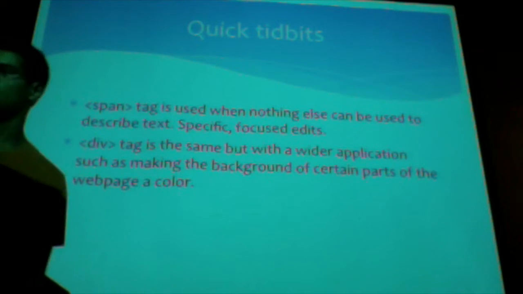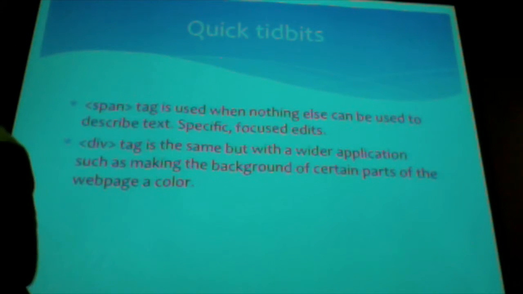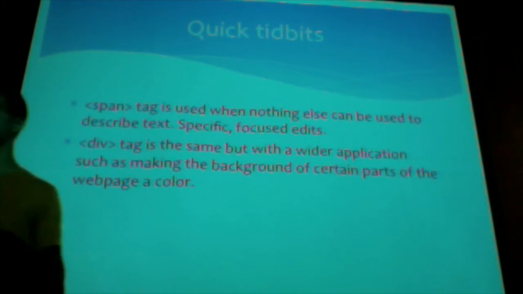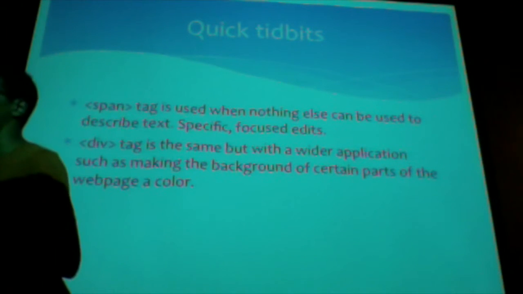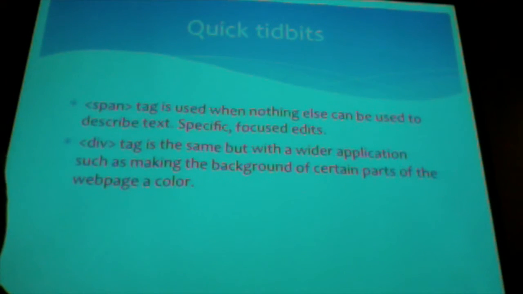Div is kind of the same thing, except instead of interacting with the text, it interacts with the web page itself. So let's say this is your web page, this square. Let's say you want that part of your web page to be red. You would basically mess around with div and the background color attribute. Are we good?